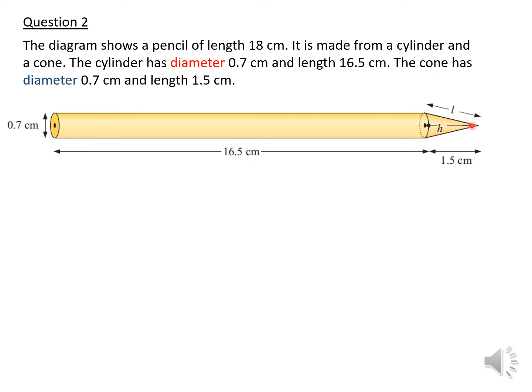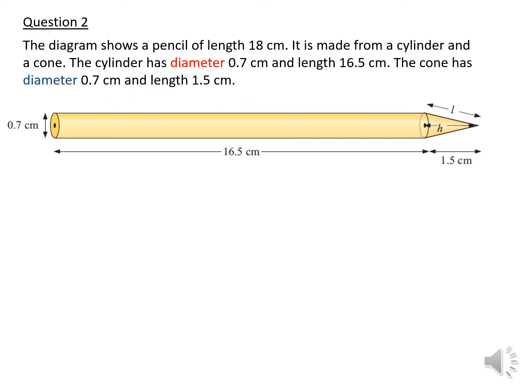Okay? And they are saying here that the diameter is 0.7. Diameter of the cone will be the same as the diameter of the cylinder, obviously 0.7. Now, when you deal with this question, and suppose the questions that they're going to ask have to do with finding the volume of this pencil or finding the total surface area of this pencil, then you know somewhere you need to deal with the radius.